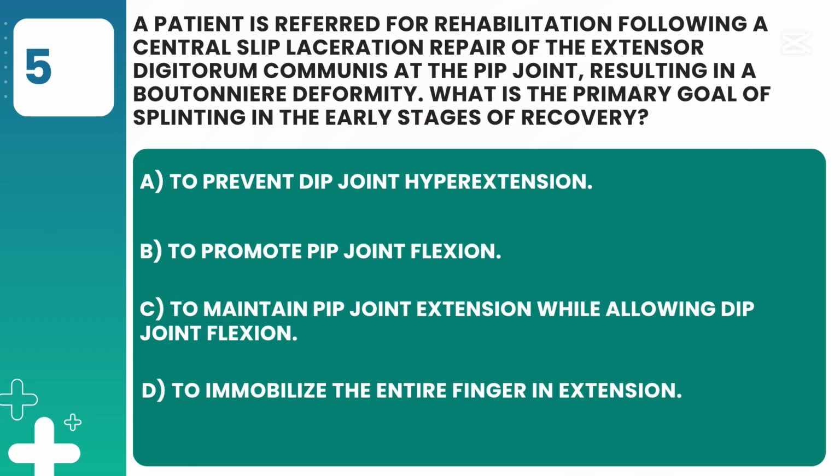Question 5. A patient is referred for rehabilitation following a central slip laceration repair of the extensor digitorum communis at the PIP joint, resulting in a boutonniere deformity. What is the primary goal of splinting in the early stages of recovery? A. To prevent DIP joint hyperextension. B. To promote PIP joint flexion. C. To maintain PIP joint extension while allowing DIP joint flexion. D. To immobilize the entire finger in extension.